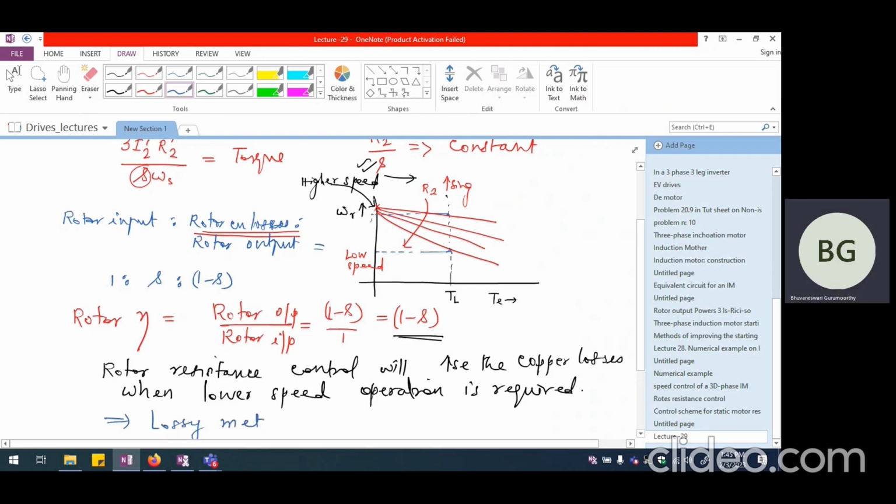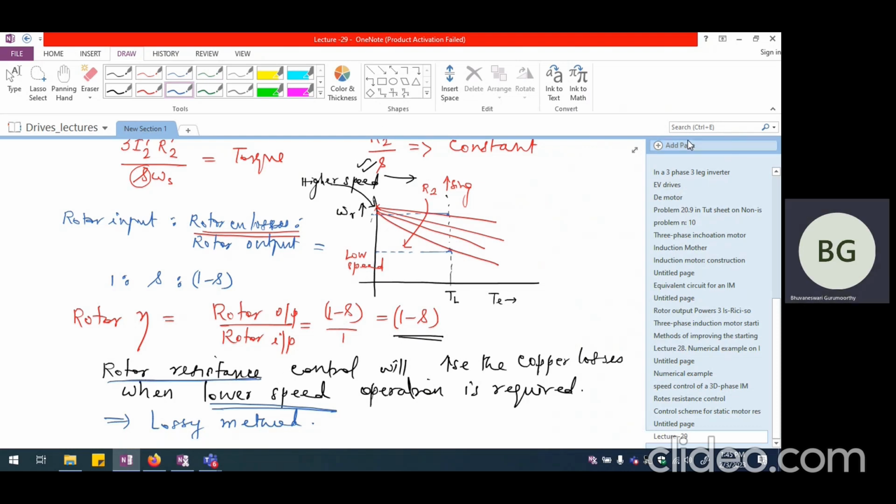So this is definitely not preferred when we talk about induction motors of higher rating, where we don't want to waste a lot of energy. That's the reason why we would not like to have rotor resistance control implemented even in the case of a wound rotor induction motor when we want a wider range of speed. At lower speed of operation, we are going to reduce the efficiency quite a bit.